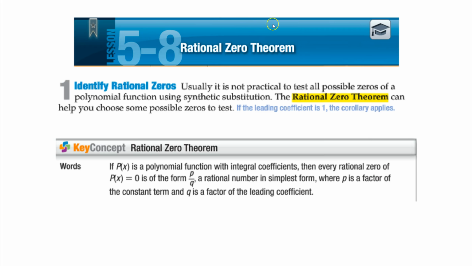5.8, rational zero theorem. So this is kind of the end of this lesson, chapter. And this is very similar to the last lesson, which was how to find all the real zeros, and I'll find the real and imaginary zeros of a function. The biggest difference between this lesson and last lesson is this.